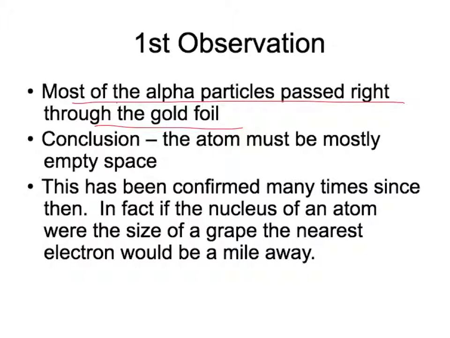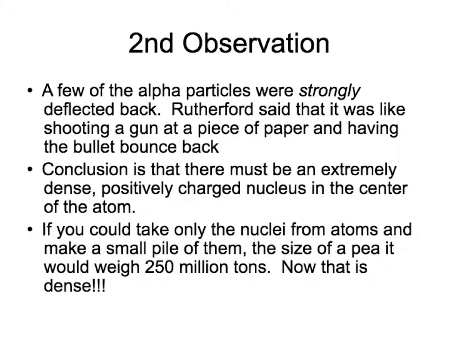Now the second conclusion is that very few of the alpha particles were strongly deflected back. Rutherford said it was like shooting a gun at a piece of paper and having the bullet bounce back. So the conclusion there is that there must be something that it's hitting, an extremely dense, positively charged nucleus. Of course, you're shooting positives at it. So if it's being deflected, it's obviously hitting something positive. It's repelled by it. The other thing is that it's strongly deflected, so it's hitting something like a brick wall.